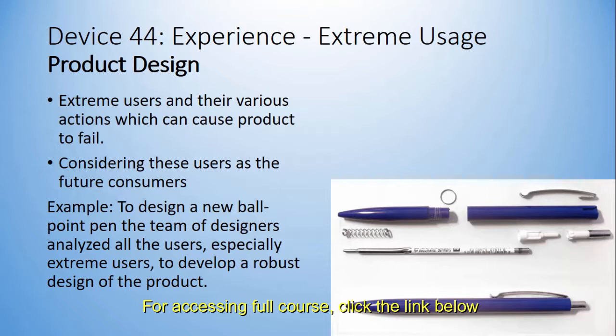Identify the extreme users of the product and check for the eccentric ways the product could be used. Considering these users as the future consumers of the product, modify the design to safeguard the product from failing. Example: to design a new ballpoint pen, the team of designers analyzed all the users, especially extreme users, to develop a robust design of the product.